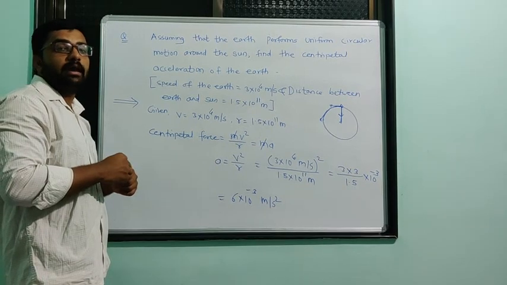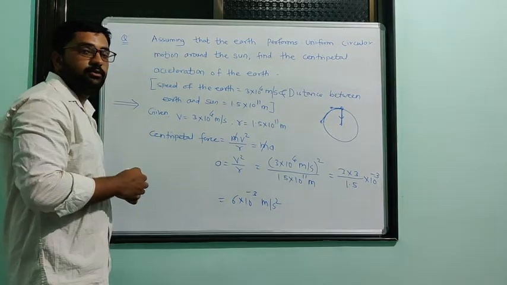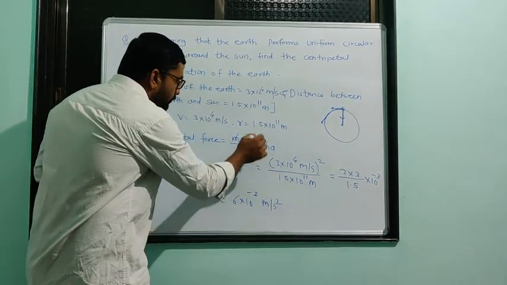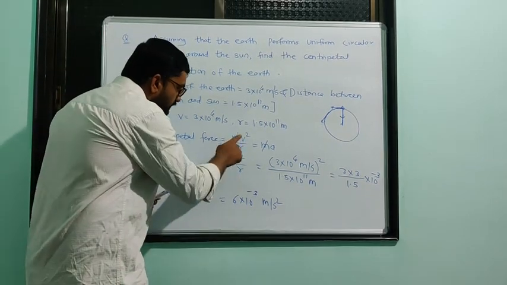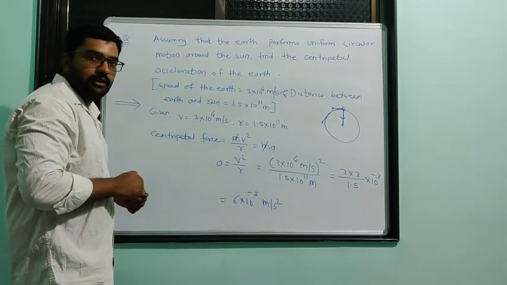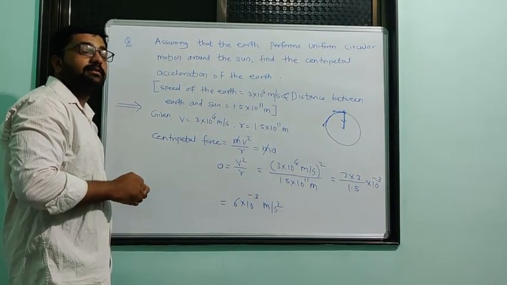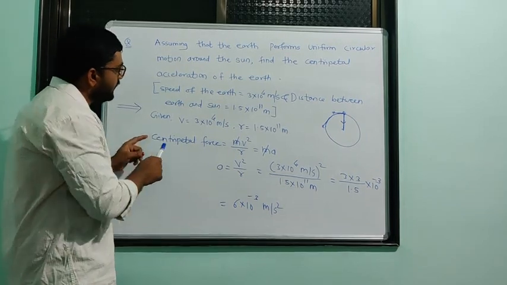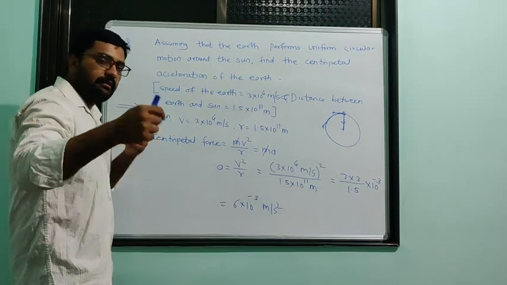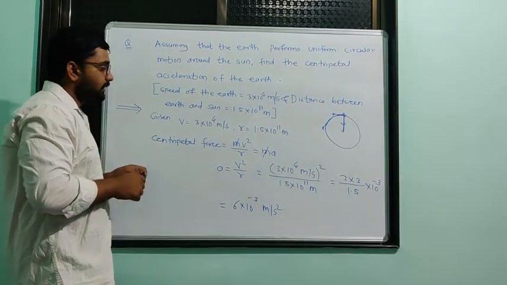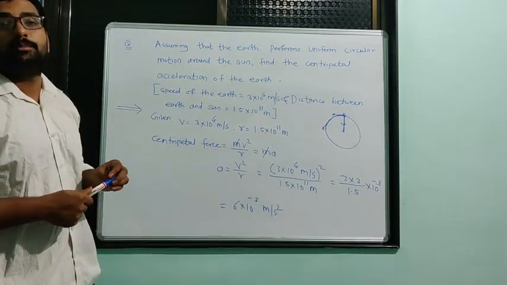Force will be equal to ma. So this mv square by r will be equal to m into a. So m from both sides will get cancelled. So what is remaining? Simply v square divided by r. Okay, and v is what? Velocity of the earth around the sun. So this v is 3 into 10 raised to 4, and r is what? The distance between the earth and the sun, and this distance is 1.5 into 10 raised to 11 meter.